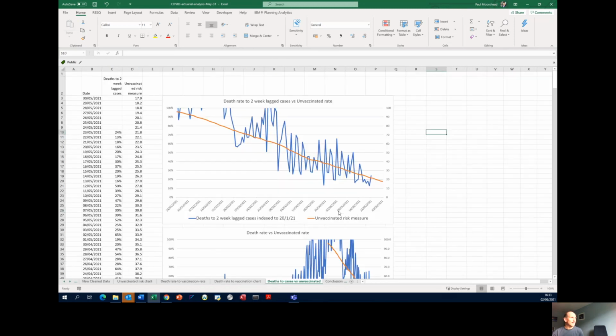And if I then compare that to the death rate relative to cases, you can see there's clearly a lot of volatility, but it's a pretty good fit through there, and it is indicating that the risk now is incredibly low relative to where it was. And in fact, when the NHS got overloaded, it went even higher than that in late December, early January 21.